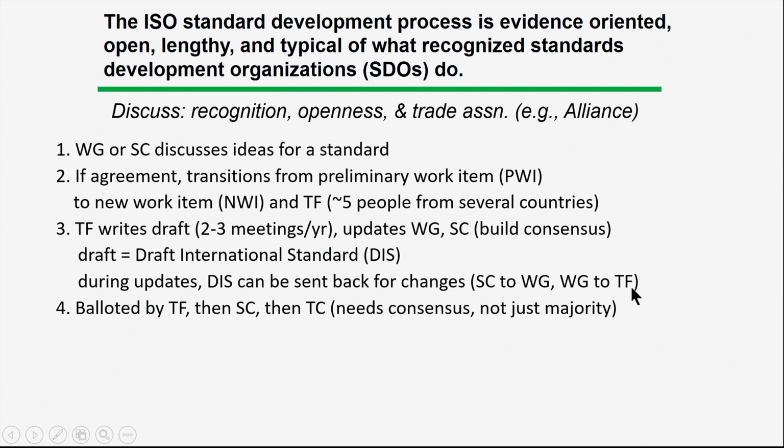So a task force will develop something. There'll be consensus on the task force that it's appropriate. They'll pass it along to a working group. A working group might discuss it further. Then the working group might pass it up to the subcommittee. The subcommittees will have comments on the draft. They'll pass it back to the working group. So there's a lot of back and forth between these groups to reach consensus.